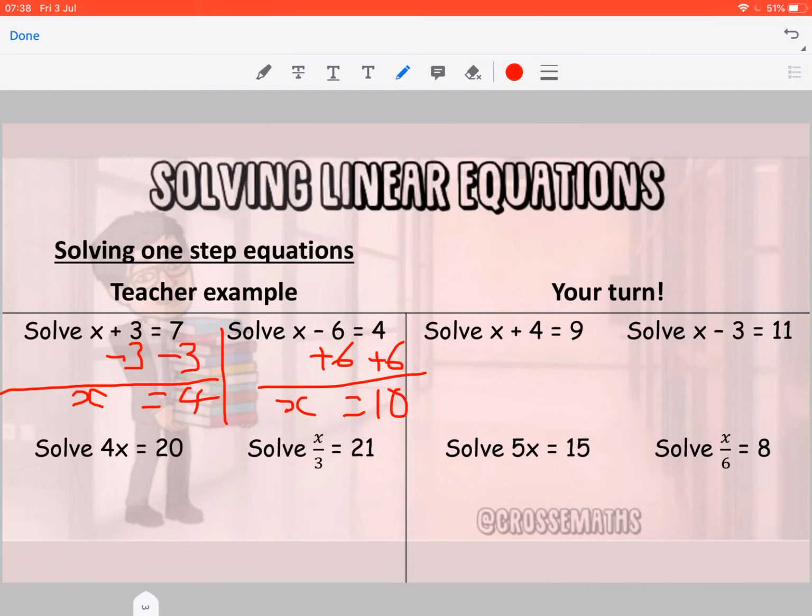4 times x equals 20. Okay, so similar to what we've done already, you do the opposite of whatever you can see on the x side. Okay, I can see a 4 times. So I'm going to get rid of that by dividing by 4. If I divide by 4 on the left, I'm just left with x. If I divide by 4 on the right, I'm just left with 5. So x equals 5.